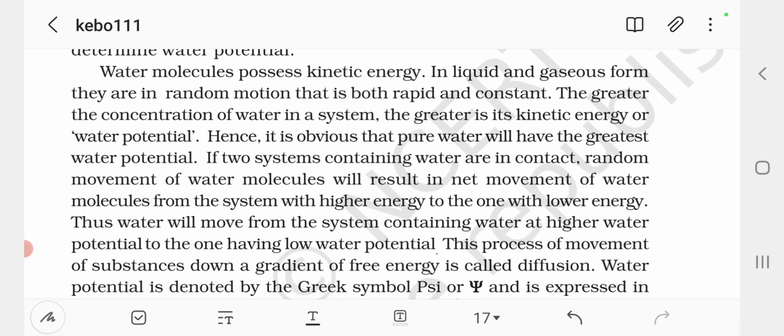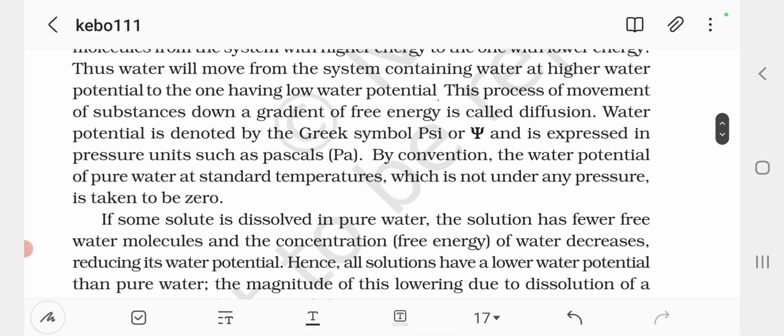The greater the concentration of water in a system, the greater is its kinetic energy or water potential. Hence, it is obvious that pure water will have the greatest water potential. If two systems containing water are in contact, random movement of water molecules will result in net movement of water molecules from the system with higher energy to the one with lower energy. Thus, water will move from the system containing water at the higher potential to the one with the lower potential. This process of movement of substances down a gradient of free energy is called diffusion.